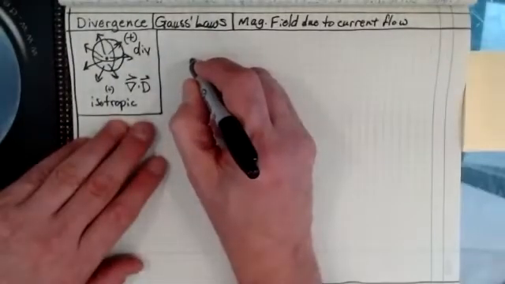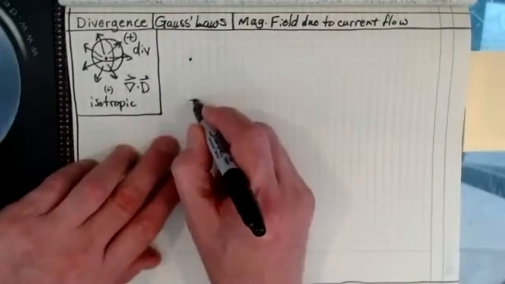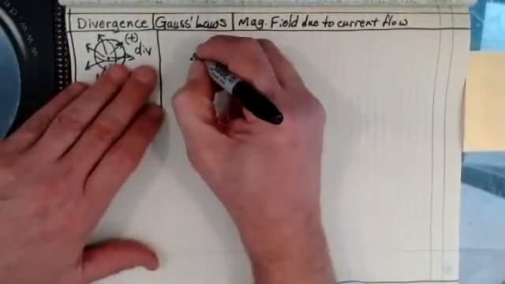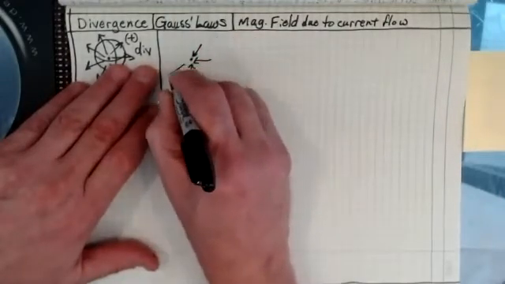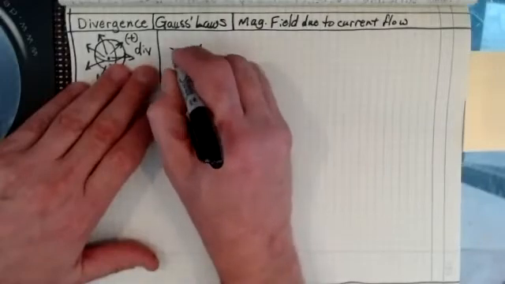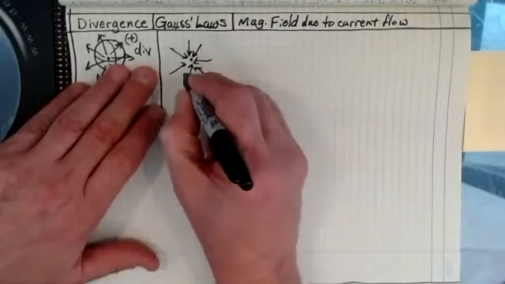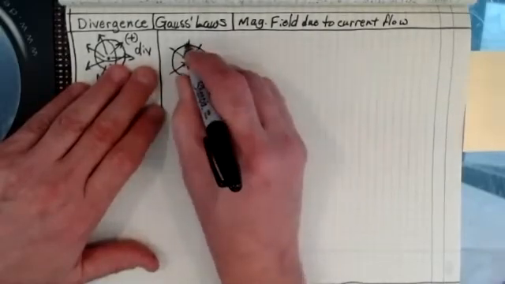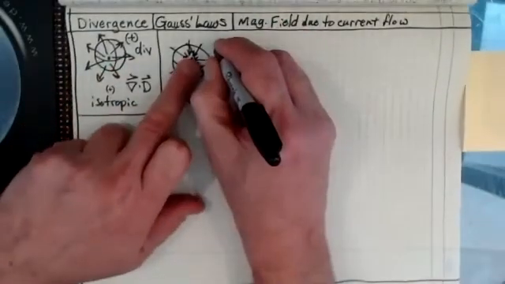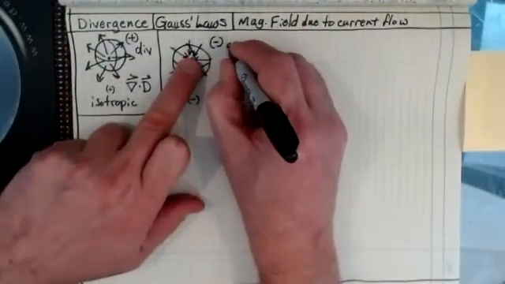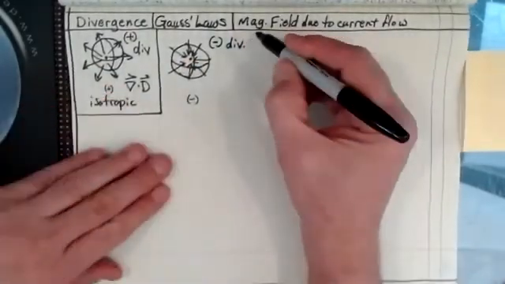I'm going to draw another one. Let's say that instead of having a proton there, I had an electron, so that this was a minus charge. And I think everybody can see then that the isotropic electric fields and the flux lines would all be going in rather than out, right? And if they're going in rather than out, then they are negative divergence, right?